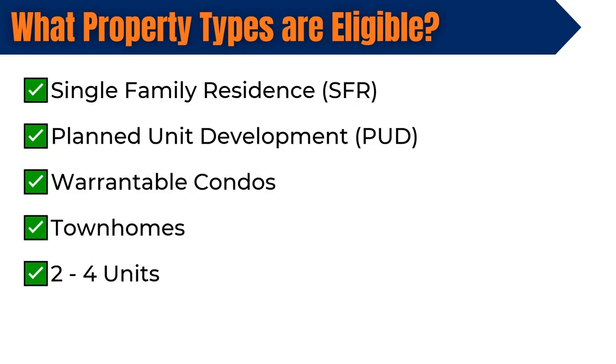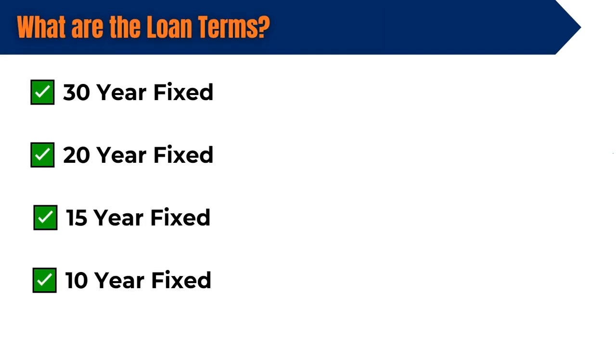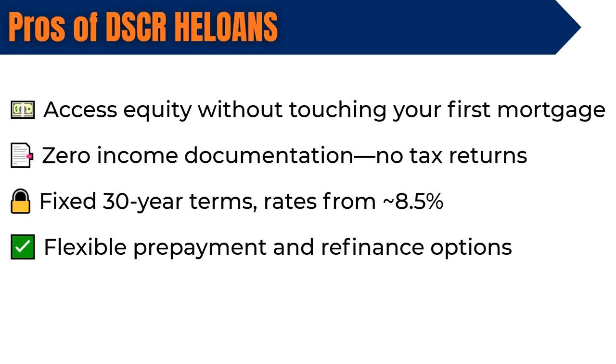The eligible property types are single-family residential homes, 1 to 4 units, planned unit development homes, warrantable condos, townhomes, and then if you have one that's a 5+ unit, there are other seconds that might be available. It's just a matter of we'd most likely have to do something on bank statements and not the actual cash flow of the property. The eligible borrowers are going to be U.S. citizens and permanent resident aliens. With the HELOAN, you can have a 30-year fixed term, a 20-year fixed term, a 15-year fixed term, or a 10-year fixed term.